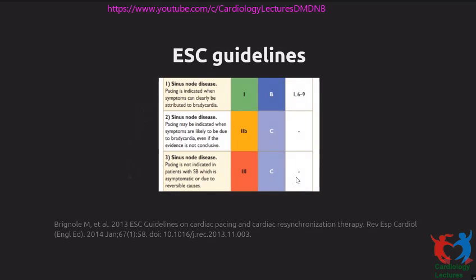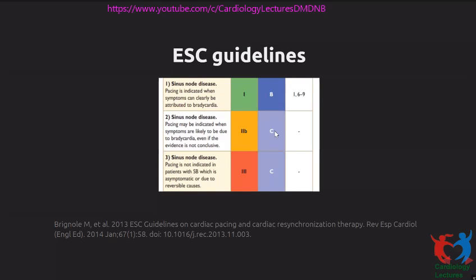This is the ESC guidelines, a very summarized view of this and a very sensible, logical way of looking at things. Class 1, that is, you pace when the patient has symptoms clearly attributed to the bradycardia. So you have symptoms, you have bradycardia, and you have a clear relationship between symptoms and bradycardia. It's a class 1 indication. When you have symptoms and bradycardia, and the symptoms are likely to be due to bradycardia but the evidence is not conclusive, like I told you, in the AHA guidelines it's a 2A, and ESC says that's a 2B indication. So very clearly, this is not a very strong indication to pace.